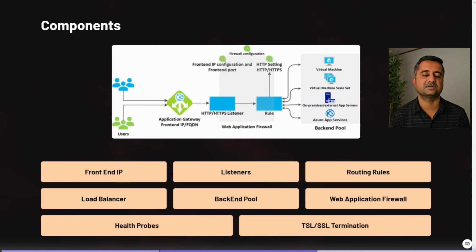And the last one is TLS or SSL termination. Whenever you do the SSL termination, all that workload happening at the application server level is taken away from it, and the application gateway takes care of your SSL termination. So these are the core components that work together as an application gateway.